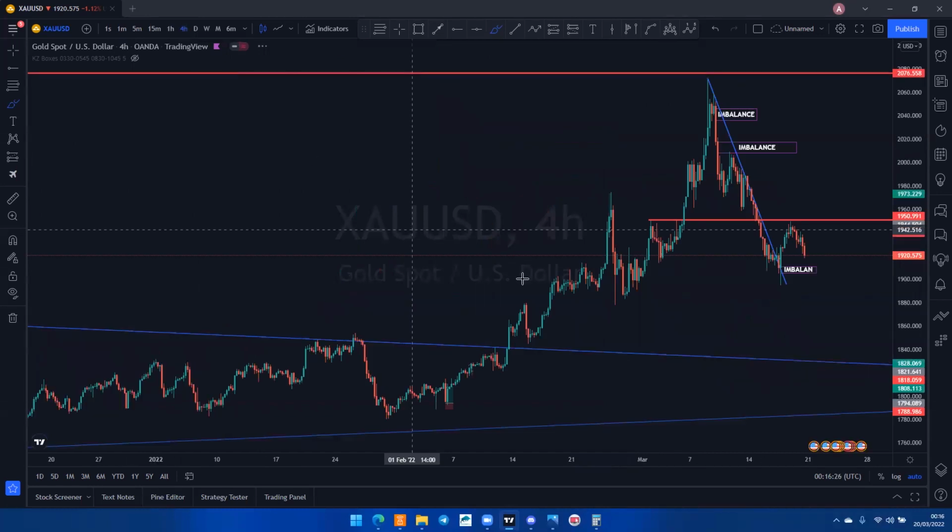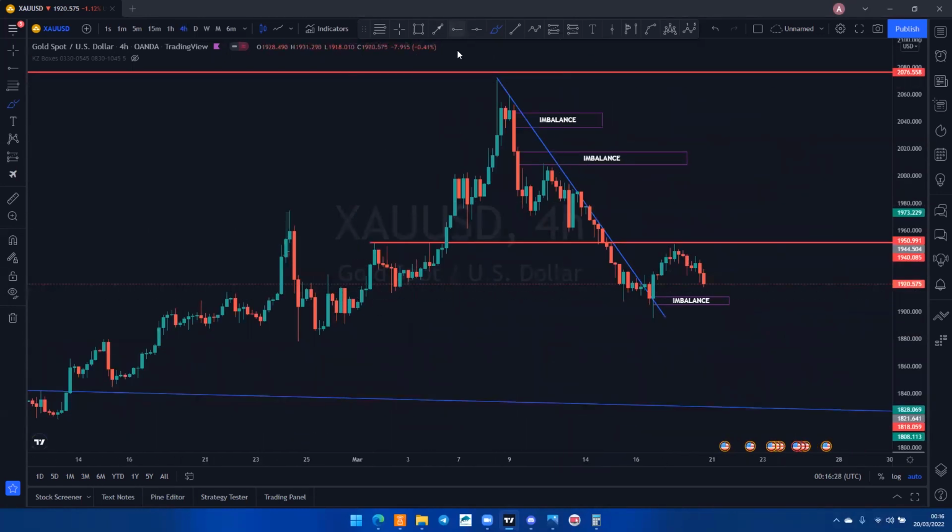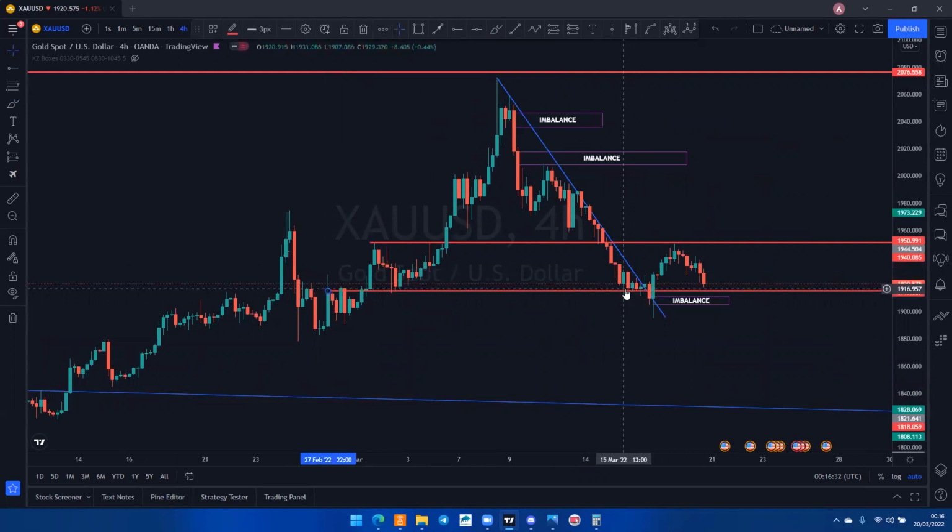But what ended up happening is that price came back towards this significant area around about 1920. You can see price slow down here. We then had FOMC, where price went for a little stop hunt back down to the previous supply zone around about 1900.